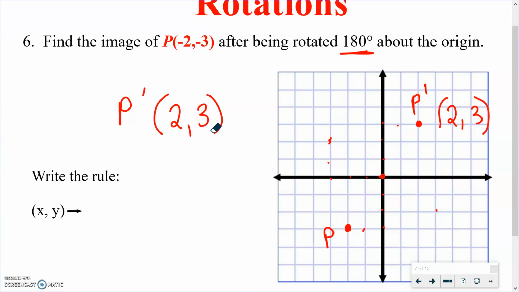All right. Now we're going to write the rule. So what happened to both of these numbers? Well, they both became the opposite. So even though they're going from being negative to positive, when we write a rule and we say -x, -y, that means the opposite of both of those. And so whenever you rotate 180 degrees, that's going to be the rule. It's going to be the opposite of both numbers as long as you're rotating around the origin.